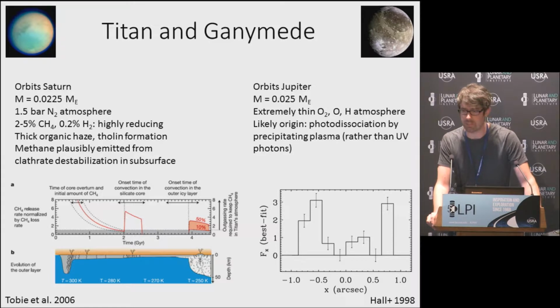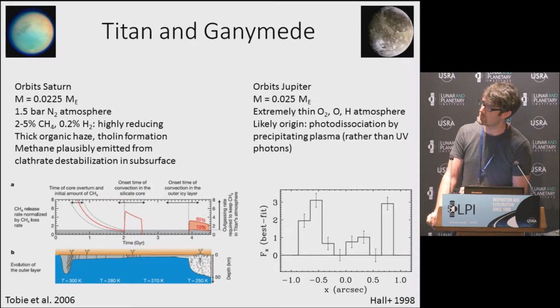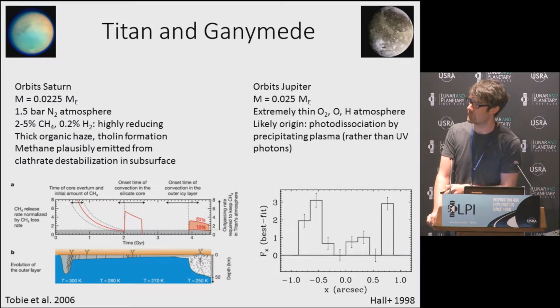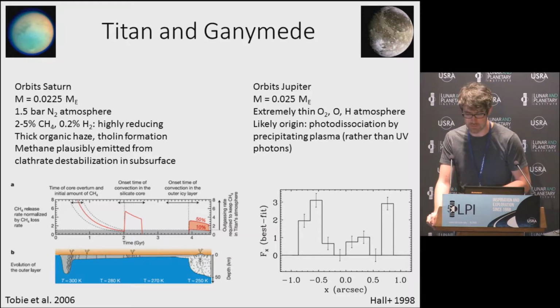So moving outwards finally to the outer reaches of the solar system, I want to finish up by talking about Titan and Ganymede. Titan, everyone's favorite moon with an atmosphere, is in orbit around Saturn and has a 1.5 bar nitrogen atmosphere, and otherwise has highly reducing conditions. So abundant methane, significant amounts of hydrocarbons and organic hazes, and methane plausibly emitted from clathrate destabilization in the subsurface, which was actually part of our inspiration for thinking about clathration on Mars and reducing episodic warming through that mechanism.